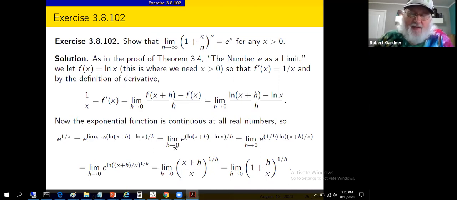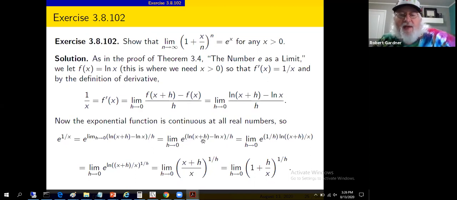When can you pass limits in and out of functions? When those functions are continuous. And the exponential function is big time continuous. So we can bring the limit outside. All right, why would you want to do that? Well, really, I'm trying to get rid of this exponential function. And I see an exponential function and a log function close to each other. Not close enough, so we still got some work to do.